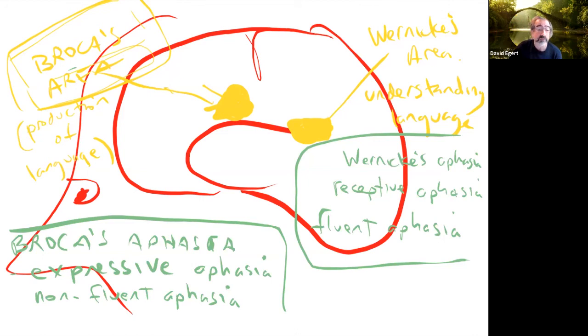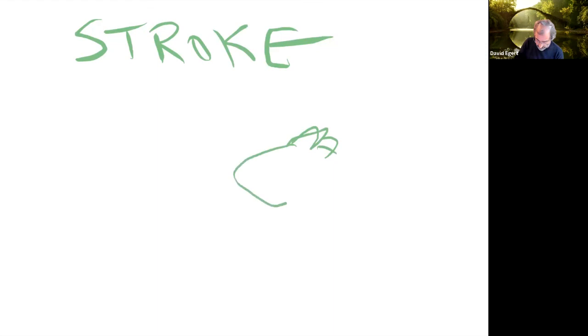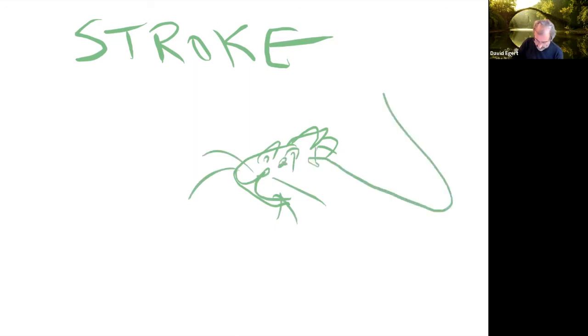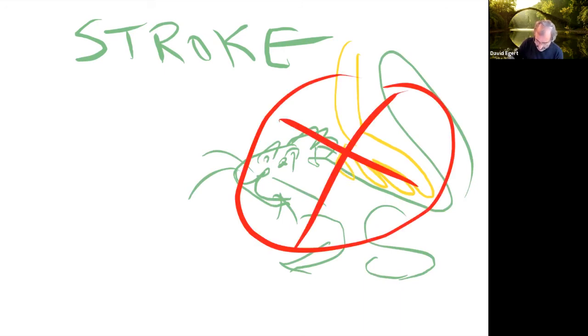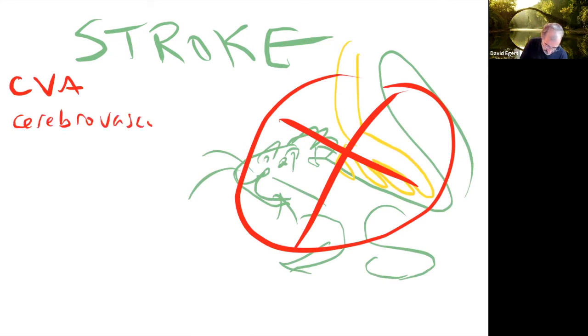And I realize I've been using the word stroke and stuff. I should define that really briefly, and then I'll show you some examples of these, and then we will move on to the lab. Stroke. So we're not talking about that. We're going to say CVA, cerebrovascular accident.